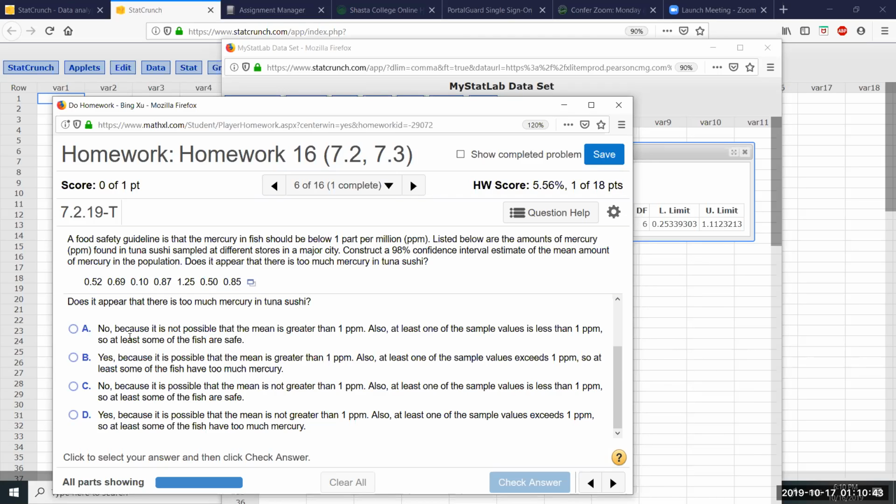So let's see. No, because it's not possible that the mean is greater than 1. Yes, because it is possible. Okay. No, because it is not greater than. Also, at least one of the samples exists, so at least some of the fish. Oh, wow. I think I will go with this. Yes, it's too much because it is possible that the mean is greater than 1. Also, at least one of the samples exists. This one, so at least one of them. Okay, I'll pick this one.